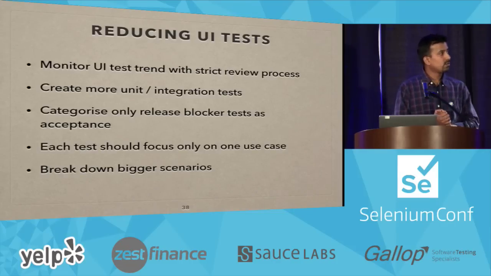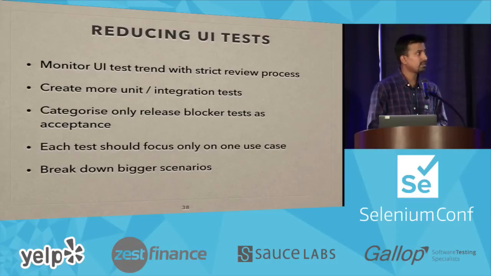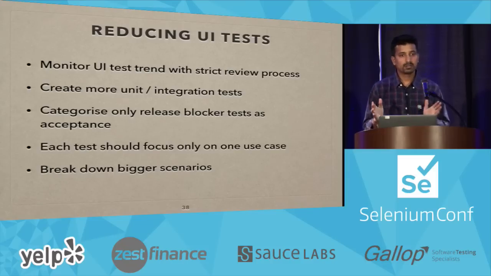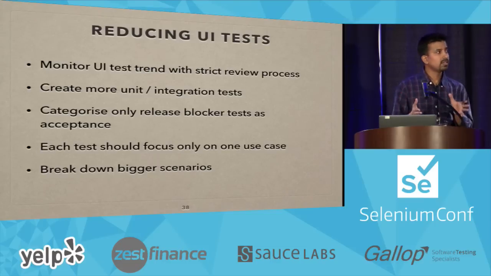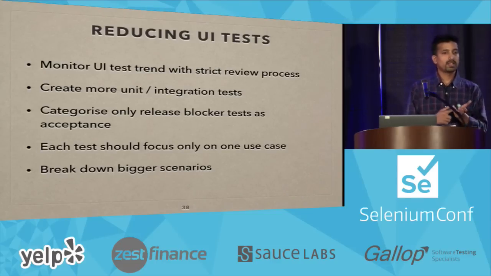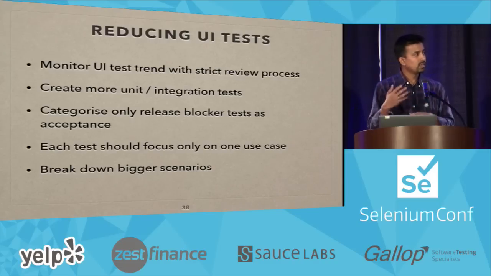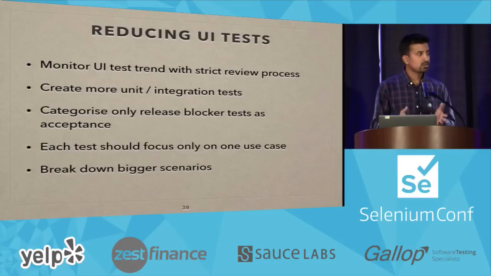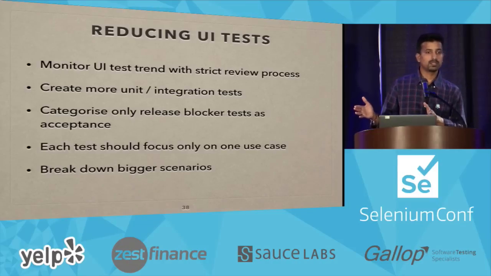Reducing UI tests is one of the important aspects that we are looking at the moment. Monitor the UI test trend with a strict review process. It's easy to get into thousands of UI cases. You have to see, is it adding value to your company? When you are checking a pop-up, how many people are actually using it? So keep a continuous review process. Whenever new test cases are added, ask the question, do we need it? Can we push this down as an integration or unit test so that you don't end up with thousands of UI test cases?